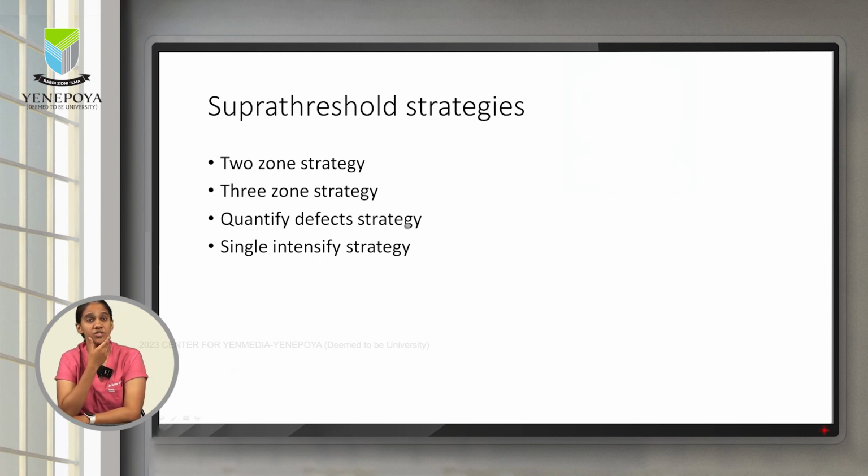Moving on to the supra-threshold strategies, there is a 2-zone strategy, there is a 3-zone strategy, there is a quantified defect strategy and a single intensity strategy. I explained what supra-threshold means. That means 100 times a point is presented and 90% of the time such a point is recognized, right? So supra-threshold strategies are used to detect early glaucoma, right? I could go into this.